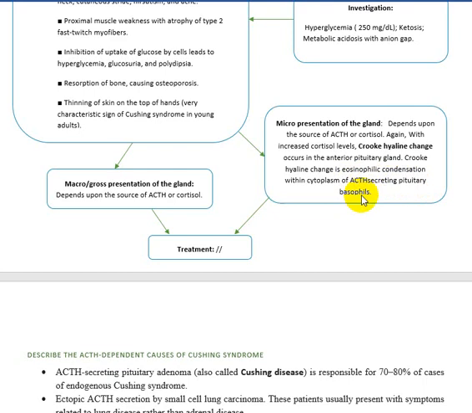So it's coming from the pituitary gland. When Cushing syndrome comes from the pituitary gland due to ACTH secretion, is there anything in the pituitary gland? In this case, you have Crooke-Hyaline changes in the ACTH-secreting pituitary basophils. This Cushing syndrome is going to be called Cushing disease when it comes from pituitary ACTH secretion. Now, you have macroscopic and gross presentation of the gland that depends upon the source of ACTH or cortisol.